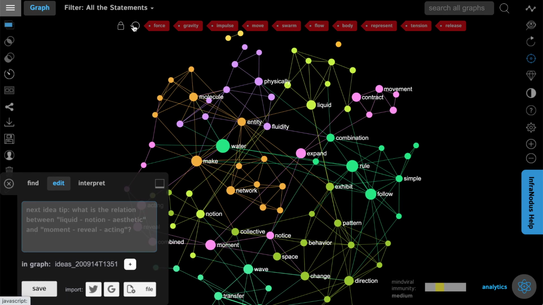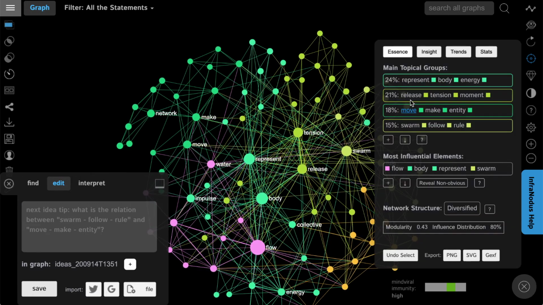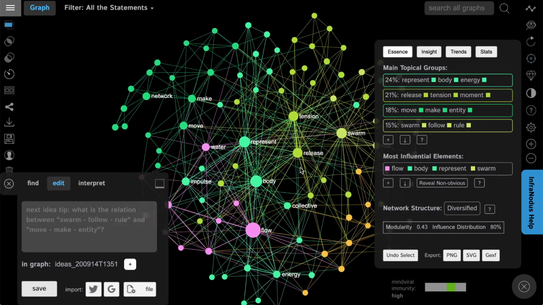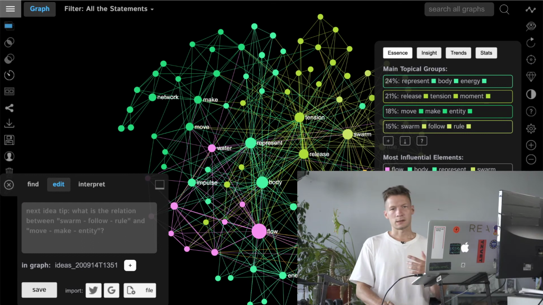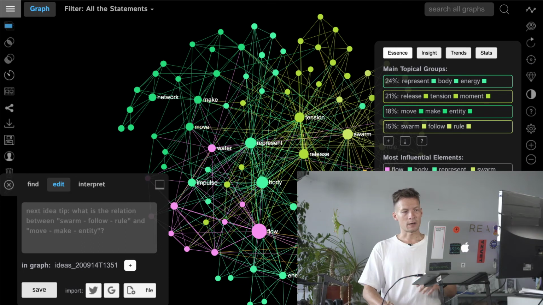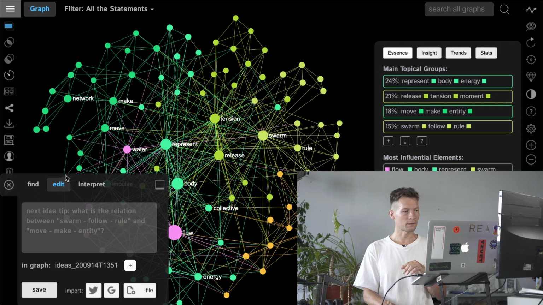Now we can get all the nodes back into the graph. We see the structure is still quite diversified. We have a lot of different topics. They focus around the notions of flow, represent swarm. So now the last stage of this process, now that we have all these ideas represented as a graph, this is already great because we can use it as an overview of what we're thinking about.